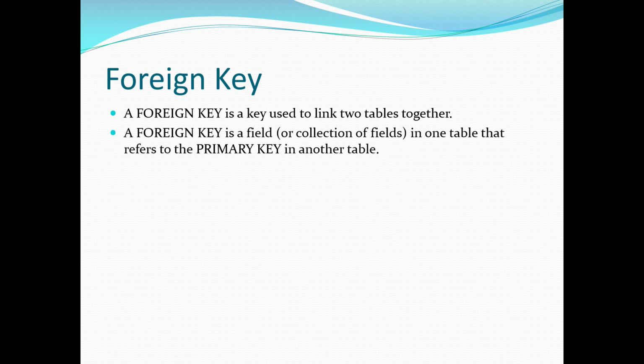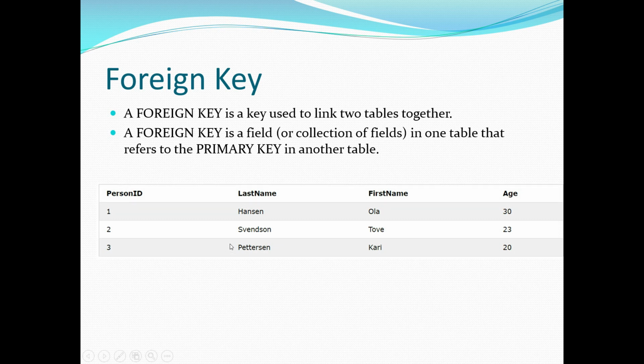Okay. What is the foreign key? A foreign key is a key used to link two tables together. A foreign key is a field or collection of fields in one table that refers to the primary key in another table. For example, I have a table that is persons. Inside this one there are person ID, last name, first name, and age columns, and the values are different. And another is the orders table, and inside the orders table there is an order ID column, an order number column, and a person ID column, that refers to the person ID inside the persons table.